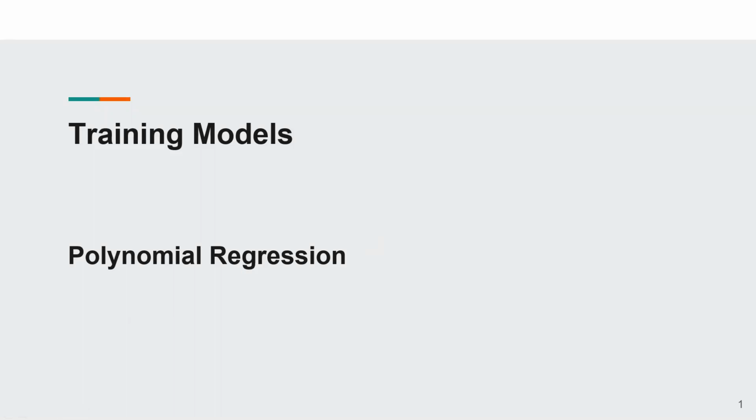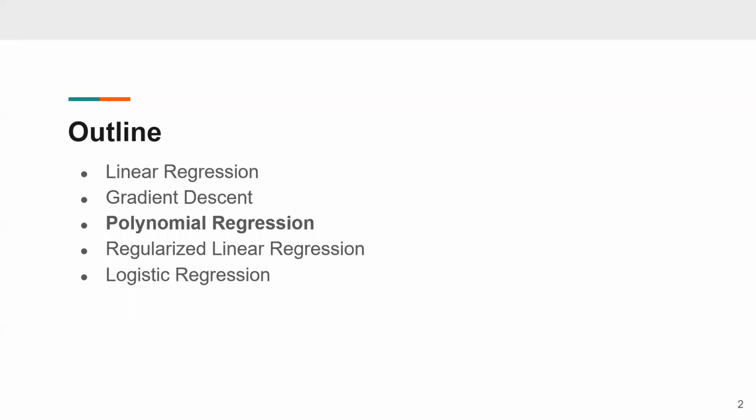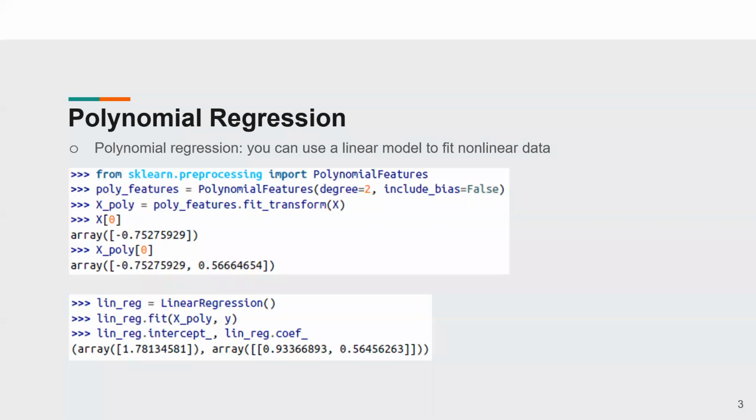Hello, everyone. Let's continue our discussion on training models. We'll discuss polynomial regression. So we wrapped up linear regression using multiple methods, including normal equations, SVD, and gradient descent methodologies. And there are multiple variants of gradient descent methodologies. And as a natural extension for linear regression, it's going to be polynomial regression. So what is polynomial regression?